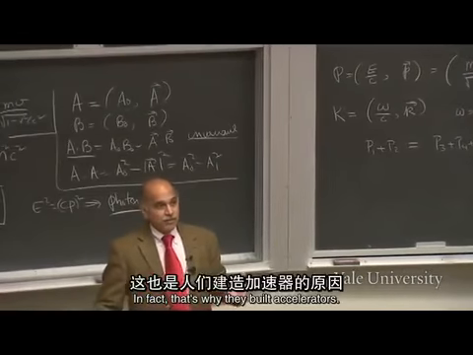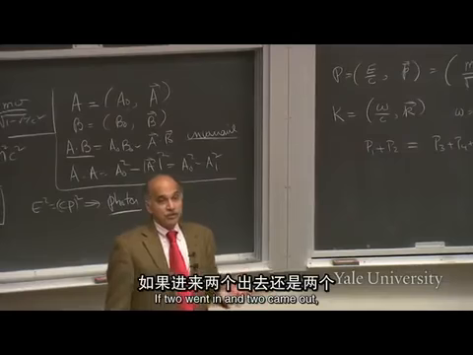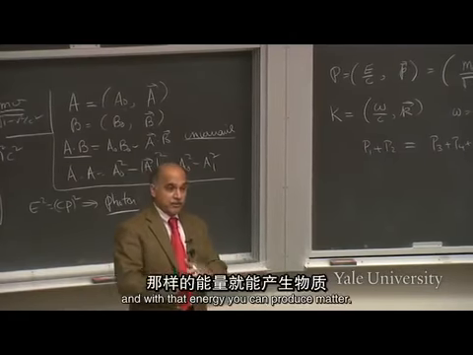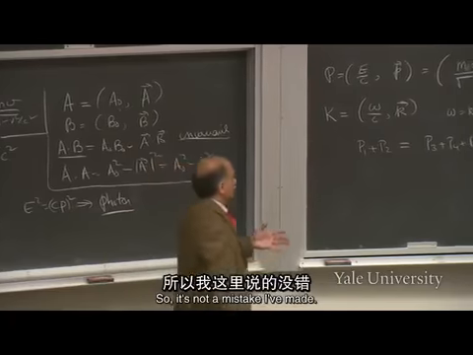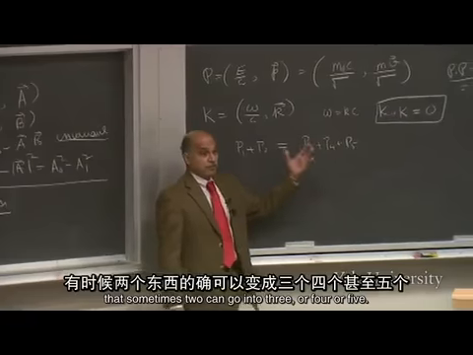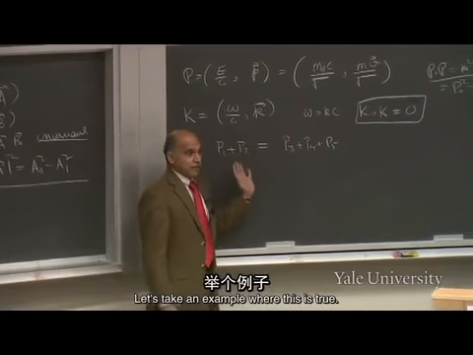In fact, that's why they build accelerators. If 2 went in and 2 came out, it's a waste of time. You can smash any 2 things, and with that energy, you can produce matter. So it's not a mistake I've made. I do mean that sometimes 2 can go into 3 or 4 or 5. Let's take an example where this is true.